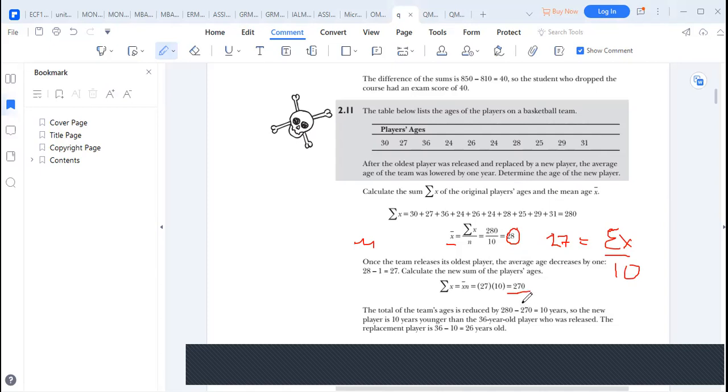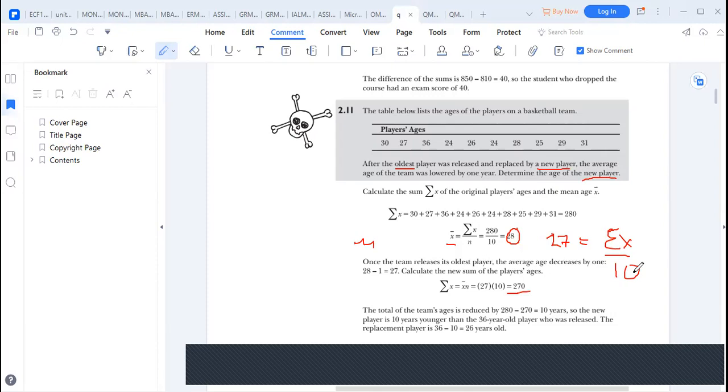So now, sorry, just a minute, Mr. Collins. You are saying the player was removed and replaced? The oldest player was removed and replaced by the new player. So they still go back to 10. Yes, it will still go back to 10. So what we want to know, in essence, is the age of this new player.